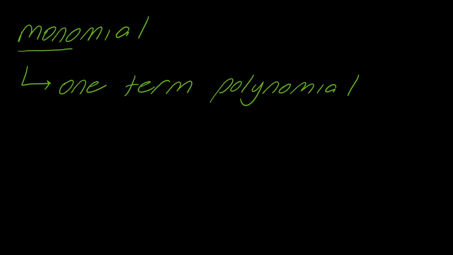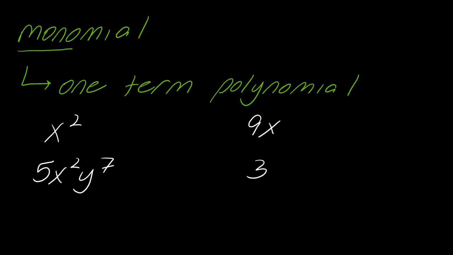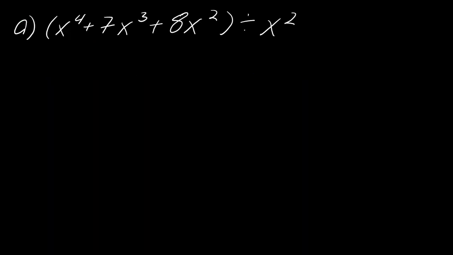And so what is a monomial? So a monomial has that word mono in it, and so it is a one-term polynomial. So these are all examples of one-term polynomials: x squared, 5x squared, y to the 7th, 9x, 3. They all have one term. So when you're dividing by just one term, it's actually a pretty straightforward process. So I'll show you an example.